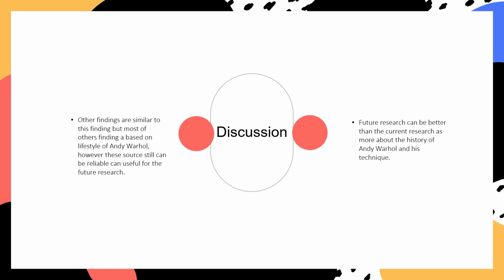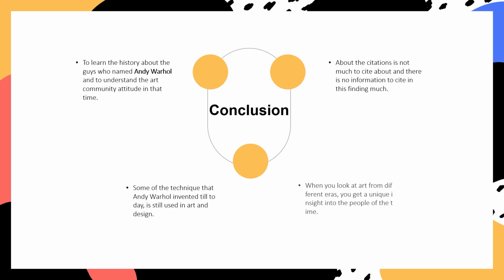Let's move on to the next slide. This slide is about discussion. Other authors' findings are similar to this finding, but most are based on the lifespan of Andy Warhol. However, this source can still be reliable and useful for future research. Future research can be better than current research by covering more about the history of Andy Warhol and his techniques. The next slide is about the conclusion.